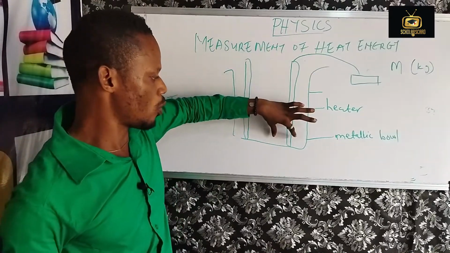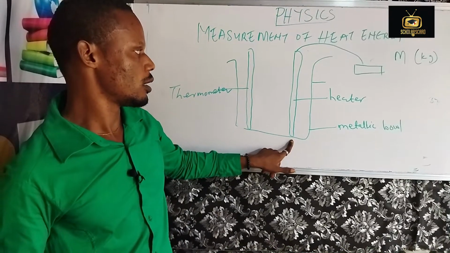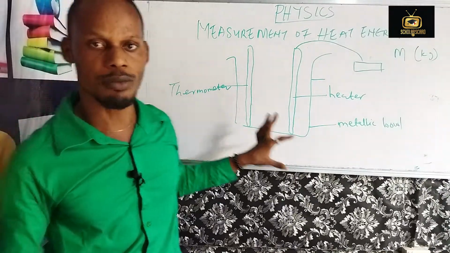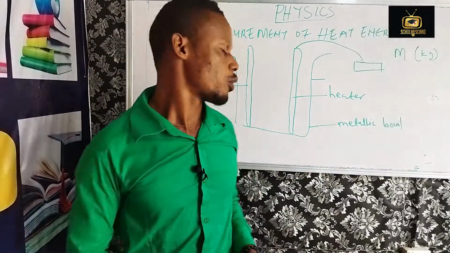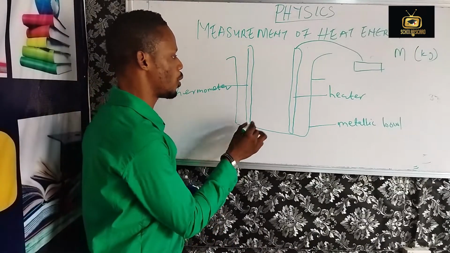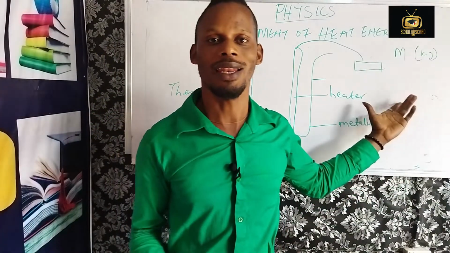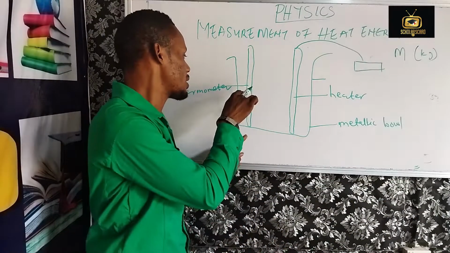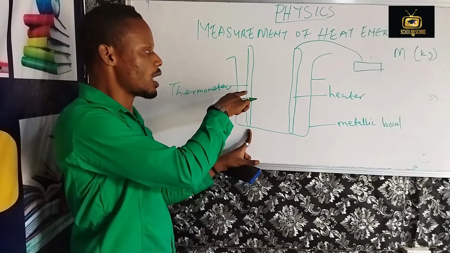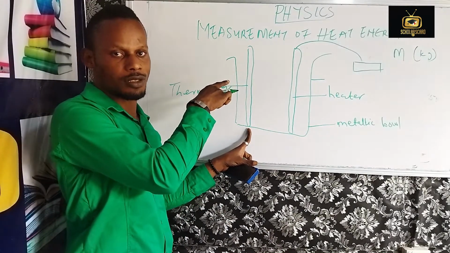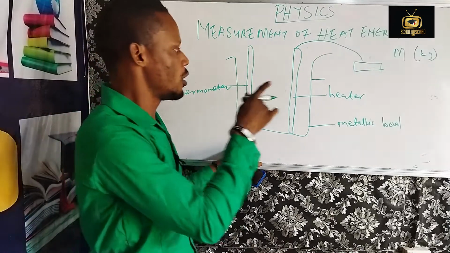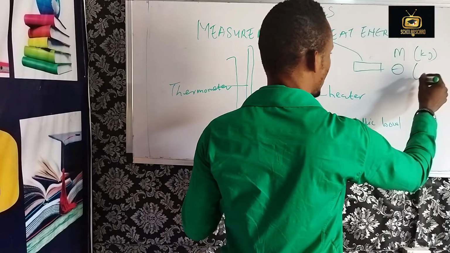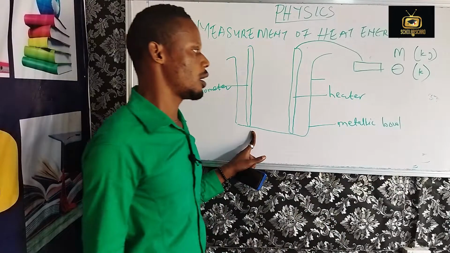After you measure the mass, you carry your electric heater and put it inside the bowl. Make sure it touches the metal. Also insert the thermometer inside the bowl. When you insert the thermometer inside the bowl, you can now switch on your electricity. Then you look at the temperature. You will see that the thermometer begins to rise. You take the reading of the thermometer, which is the temperature. Theta stands for temperature. You measure in Kelvin, abbreviation K.